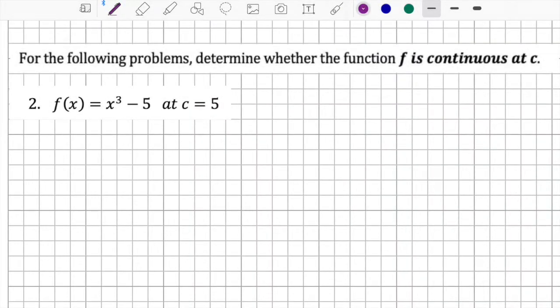Okay, so now we looked at graphs, so now we're going to look at these following problems where we're going to determine whether the function f is continuous at c. And this time we're going to do it algebraically, and we're going to be looking at the definition of continuity at a number. So the first thing that we should do is check the domain. So the domain for this function is all real numbers. And the reason is because this x cubed minus 5 is a polynomial.